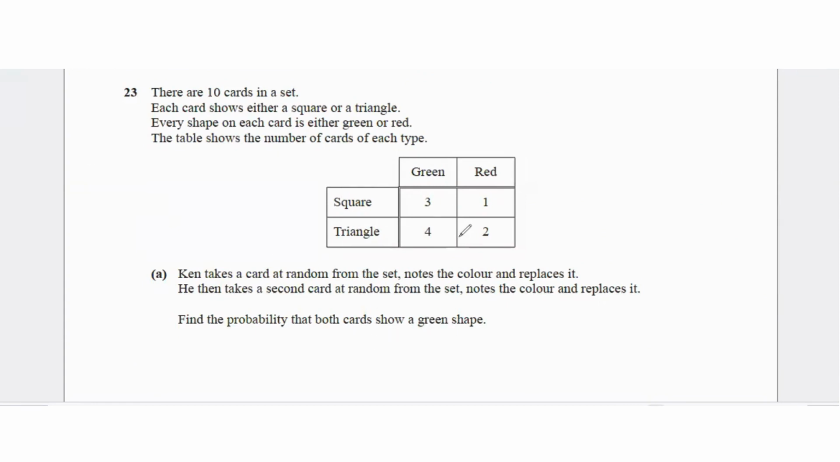So if both cards are showing a green shape, that's going to be 7 over 10 times 7 over 10 again. It's going to be 49 over 100. Now, why are we multiplying 7 over 10 twice? Because when he picks the card first, 7 over 10 was for that. And then when he picks the card again, the second 7 over 10 is for that. And since both times he's replacing the card, the total number is not changing.